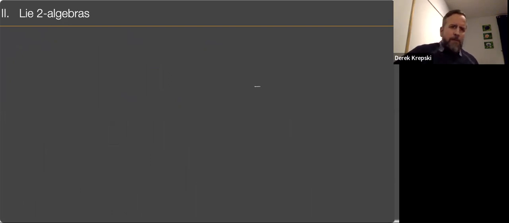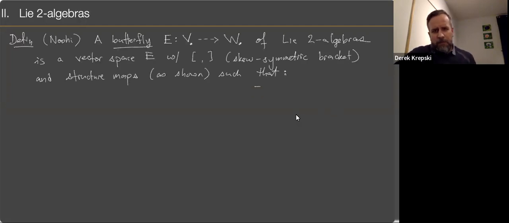Okay, now, we introduced Lie 2 algebras, and it's going to be useful for us in what follows to use a generalized morphism of Lie 2 algebras. There are a few flavors of these, and the one we'll pick is known as a butterfly, due to Noohi: Noohi's butterflies.